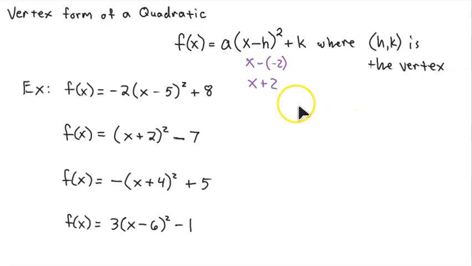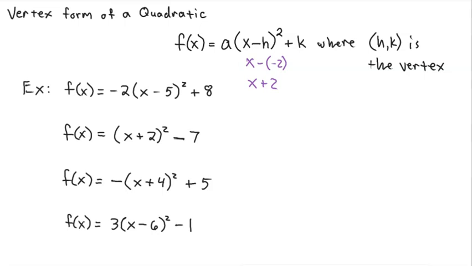And so anytime you have an x plus on the inside, the h is going to be negative. Anytime you have an x minus on the inside, the h is going to be positive. But on the outside, what you see is what you get. If you have a +8, then the k is positive. If you have a -7, then that means the k is going to be negative. It's going to be -7, okay?